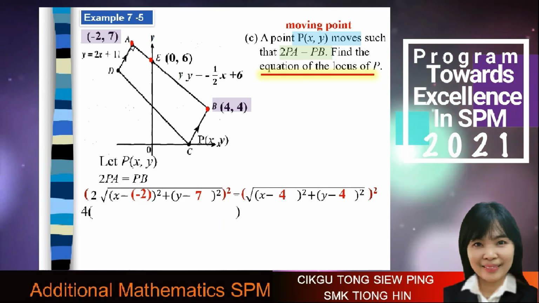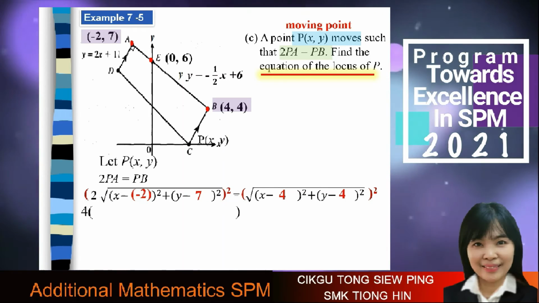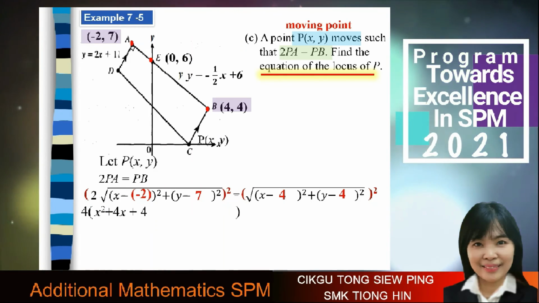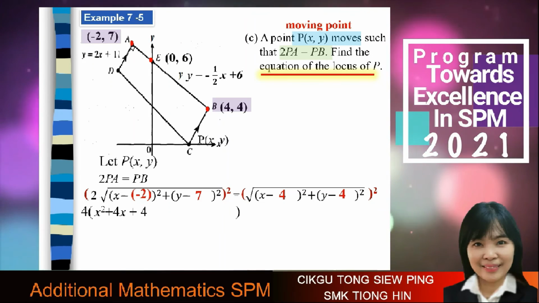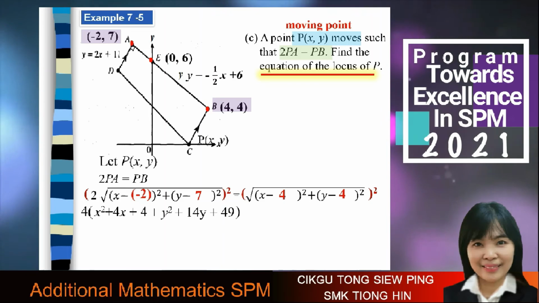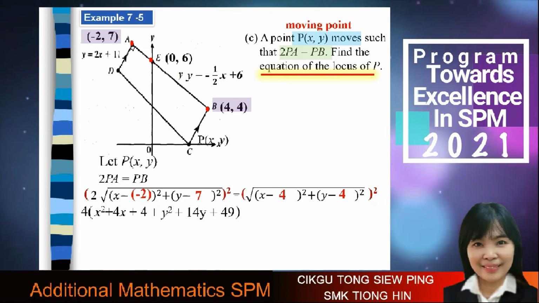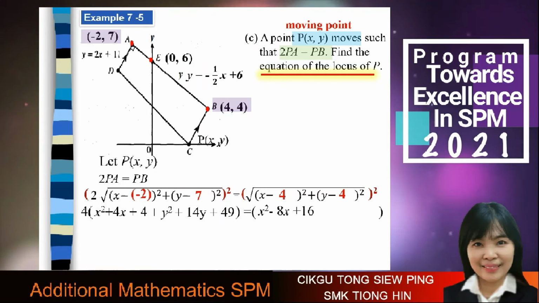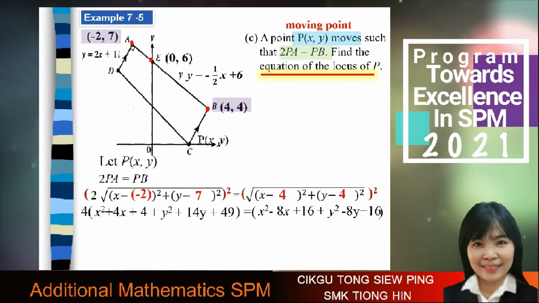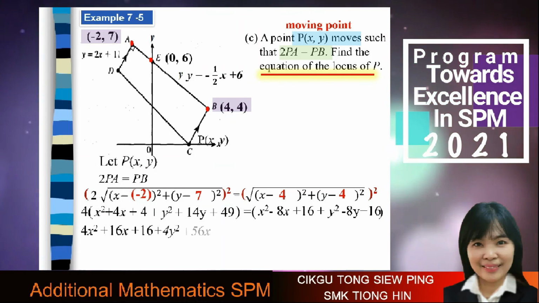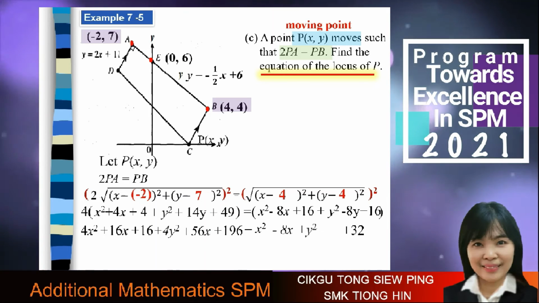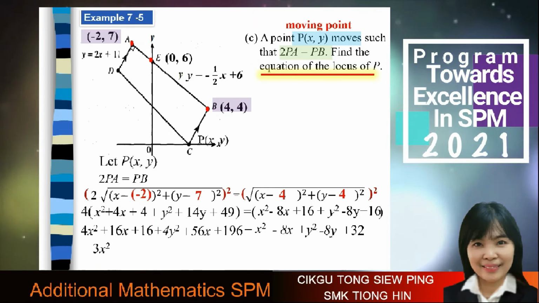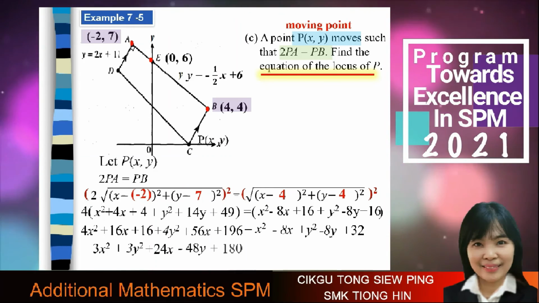Then we square both sides to eliminate the square root. We square the 2, we get 4. Expand this, (x plus 2) squared, we get x squared plus 4x plus 4. We expand (y minus 7) squared, we get y squared minus 14y plus 49. And to the right hand side, expand the (x minus 4) squared, we get this. (y minus 4) squared, we get this. So, multiply in 4 for each term. And now move all the terms to the left hand side.